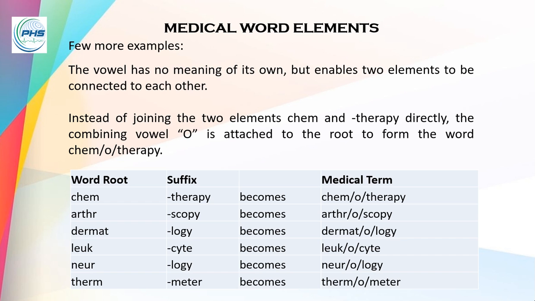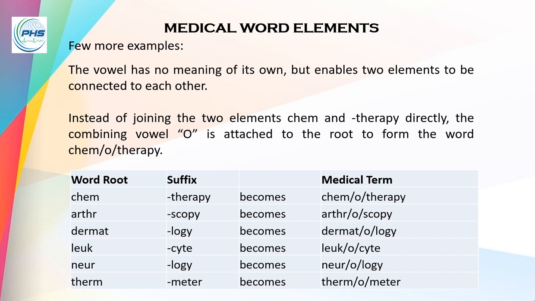The vowel has no meaning on its own, but enables two elements to be connected to each other. Now, instead of joining two elements from this below example, chem and therapy, directly, the combining vowel O is attached to the root to form the word chemotherapy. As you could see, the word root chem and suffix therapy becomes chemotherapy.